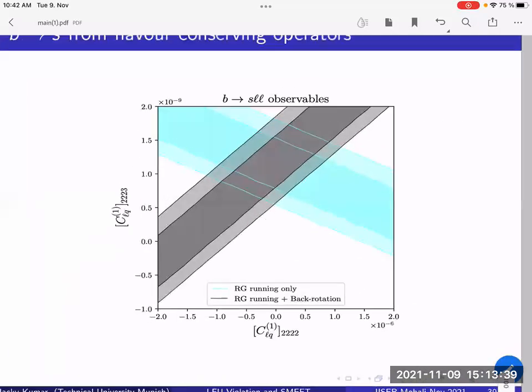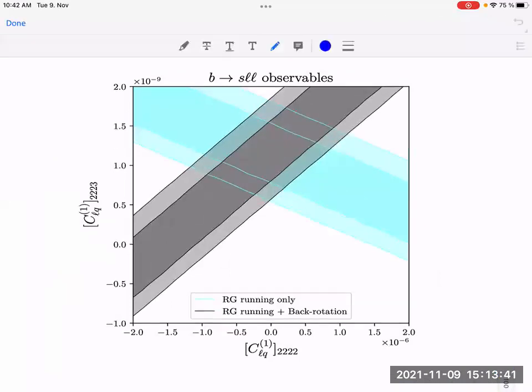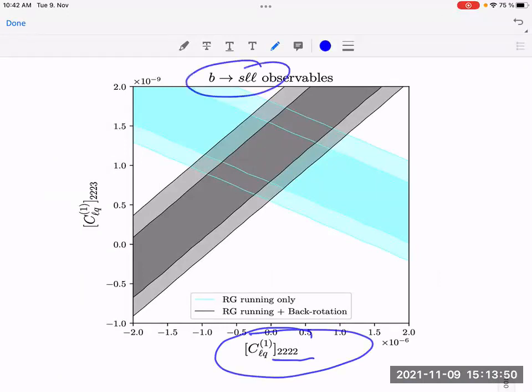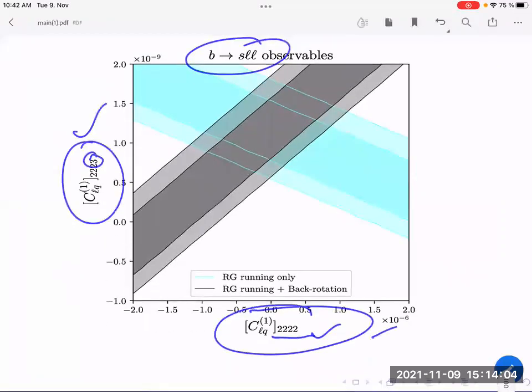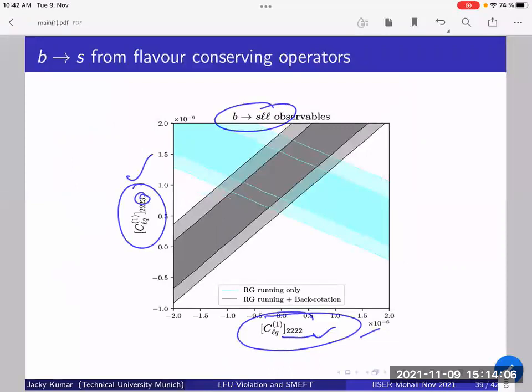So for example, if I start with a totally flavor conserving operator, 2-2-2-2, this also contributes to B to S LL decays at low energy, just due to RG running. The operator 2-2-2-3 violates flavor, but this one doesn't violate flavor. So this gives a contribution only due to RG running.